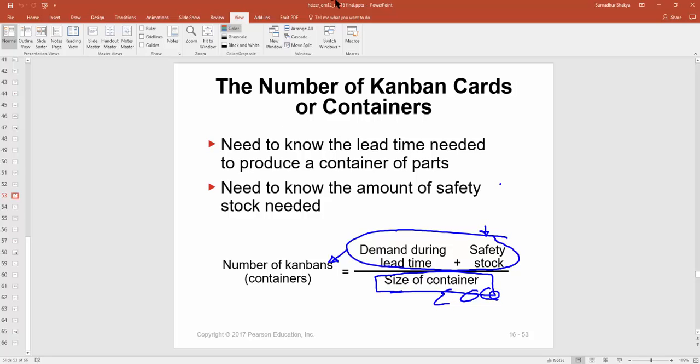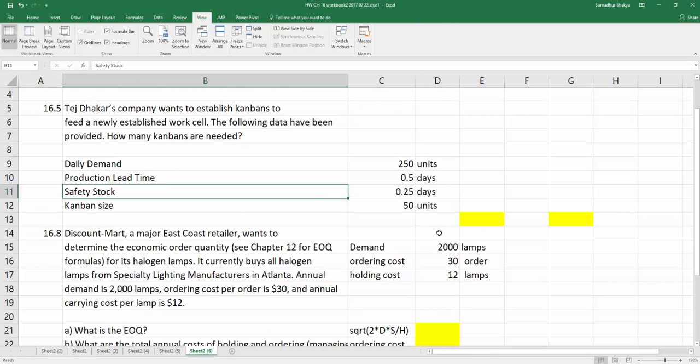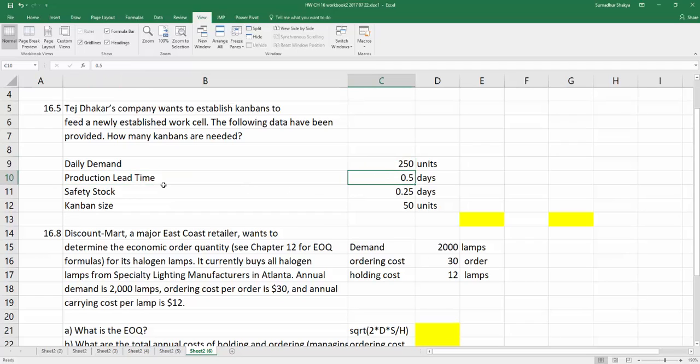So let's look at a variation of this problem from one of the end of the chapter problems, problem 16.5 from the 12th edition. We are given the daily demand of 250 units. The production lead time is about half a day, safety stock is a quarter of a day, and the kanban size is 50 units. So every time you place an order, it comes in batches of 50. It takes half a day from the time they want to start producing to the time they actually start producing. Safety stock, they want to keep for a quarter of a day.